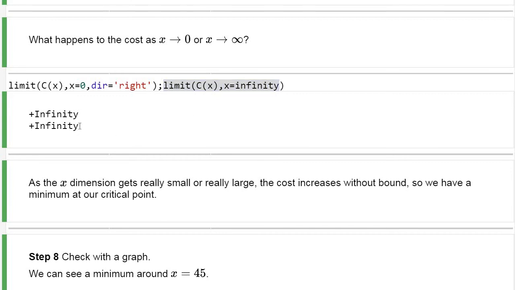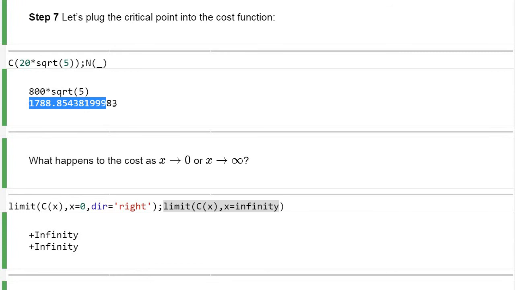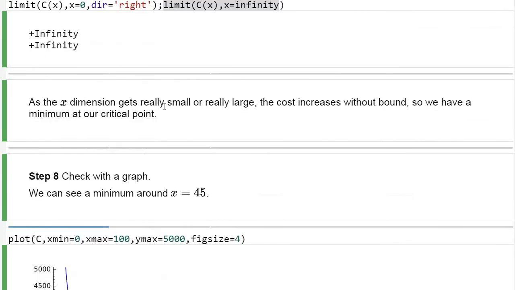So in both cases, when x gets really small, that means y has to get really big, so the cost explodes. And if x gets really big, y is small, but x is still huge, so the cost explodes. That means the minimum cost has to be this guy from our critical point.